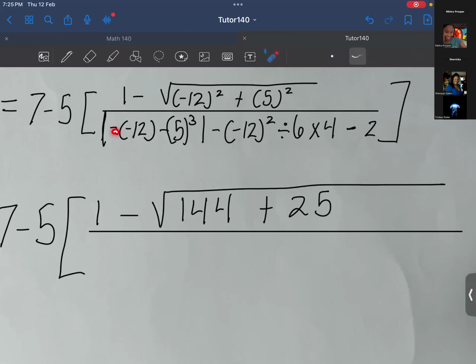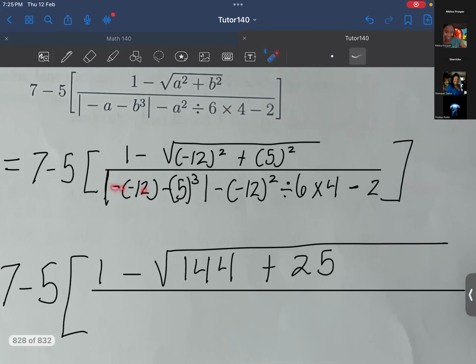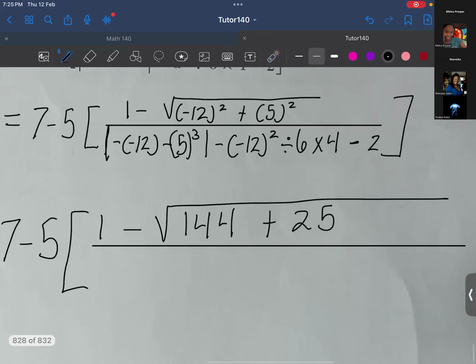I'm going to multiply this negative times this -12, and that will give me a +12. Remember, don't forget your absolute value. That'll give me a positive 12.